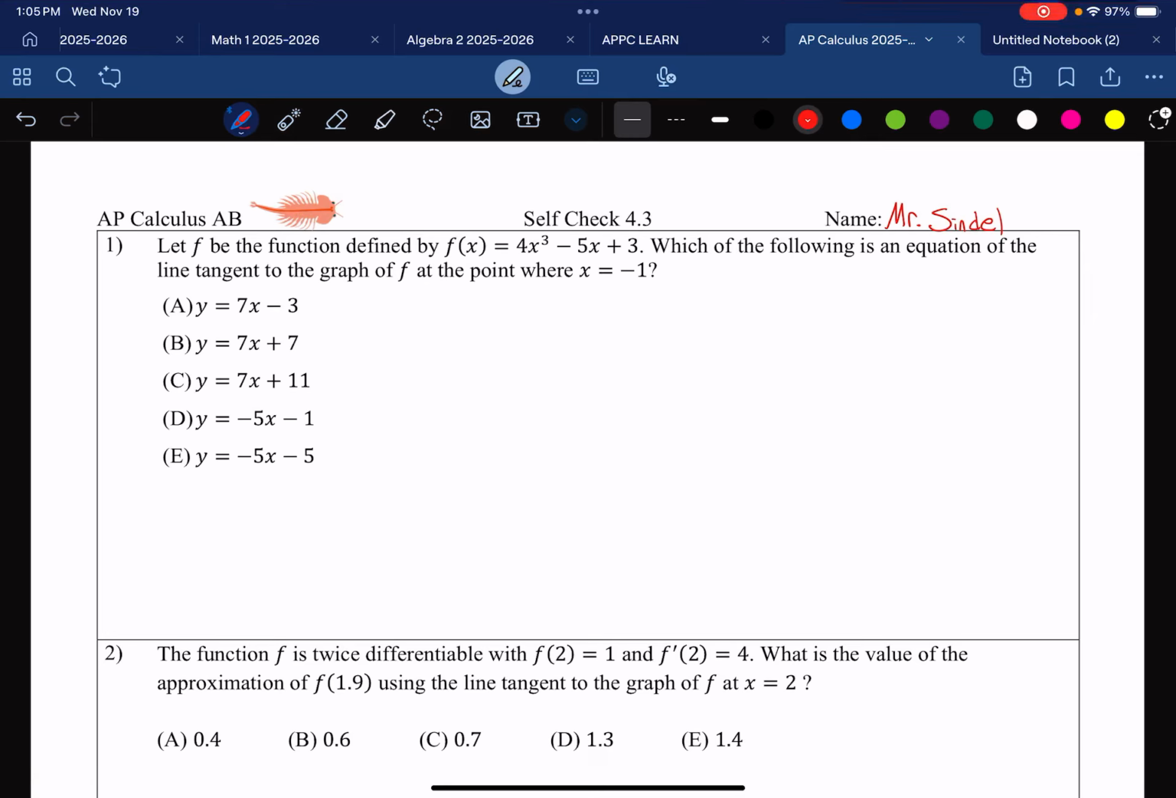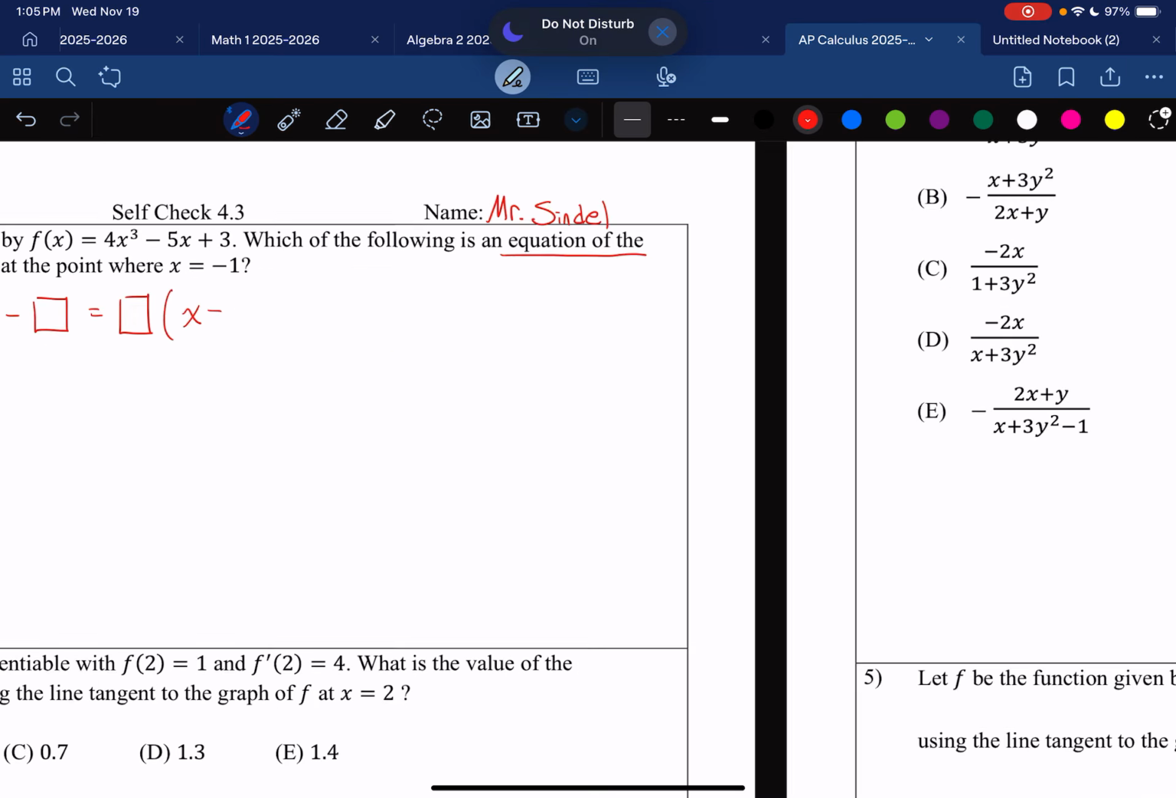This is AP Calculus AB Self-Check 4.3. In number 1, we're asked to find the equation for the line tangent. I should probably underline that in pen. Whenever you have an equation for the line tangent, you always do point slope form, which is y minus box is equal to box times x minus box.